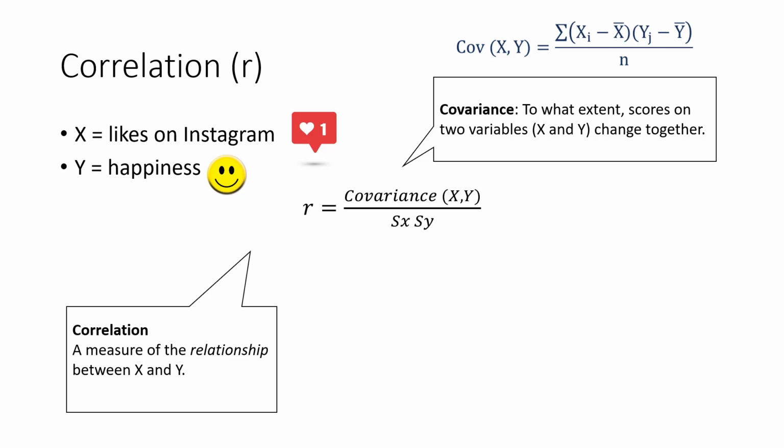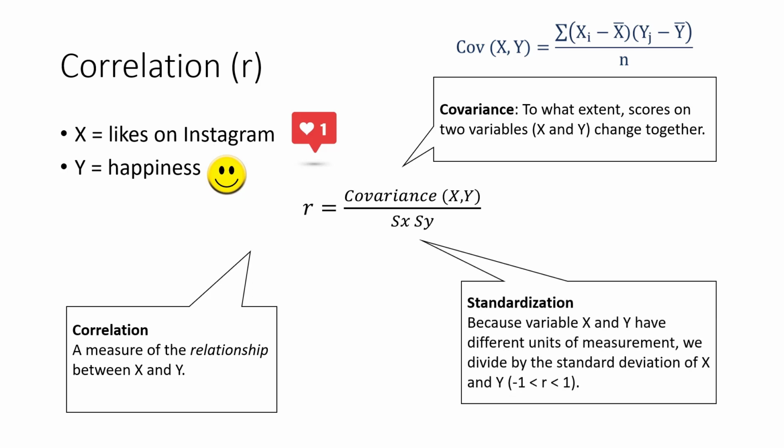But what covariance still cannot tell you is the strength of the relationship between two variables. To estimate the strength of the relationship, you need to standardize the value of the covariance. This is because variable x and y have different units of measurement. For instance, likes on Instagram per post can vary from 0 to 100 or even to 1 million for a popular Instagrammer, whereas self-reported happiness can vary only from 1 to 5 or 1 to 7 because the scale is from 1 indicating not happy at all to 5 or 7 indicating very happy. So likes on Instagram and self-reported happiness have different units of measurement.